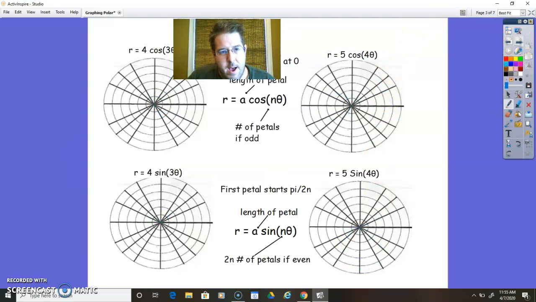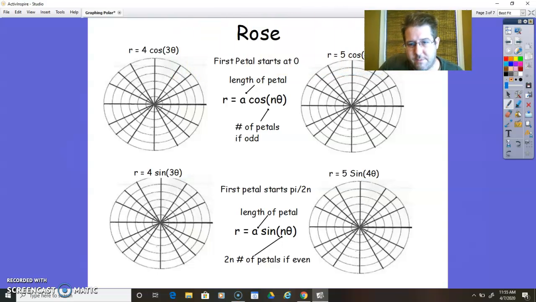All right, so I'm going to go pretty quickly because there's a whole lot of rules when it comes not just to roses, but definitely with the limaçon graphs. And I want to get through it all in my 15-minute time period. So rose graphs. The first petal always starts at 0 if it's a cosine equation. If it's a sine equation, it always starts at π/2n, which sounds a little tougher than it really is. I'll do my best to explain as much as I possibly can, but I might just do it very quickly due to the lack of time.